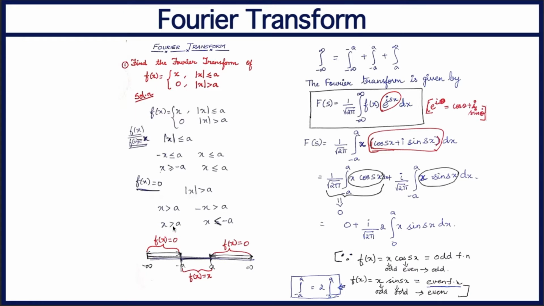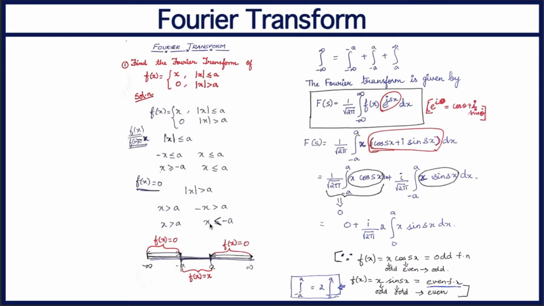For that one, x is greater than a. So where is it? Here x is greater than a, meaning what does it mean here? From a to infinity. From a to infinity f of x is equal to 0.